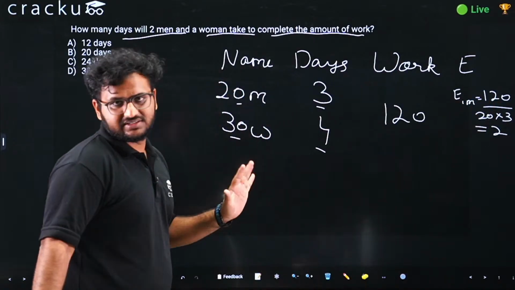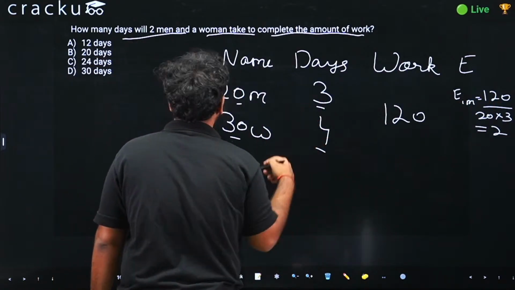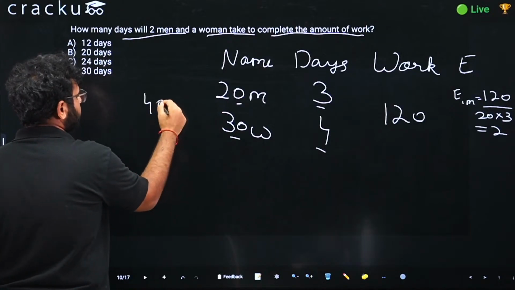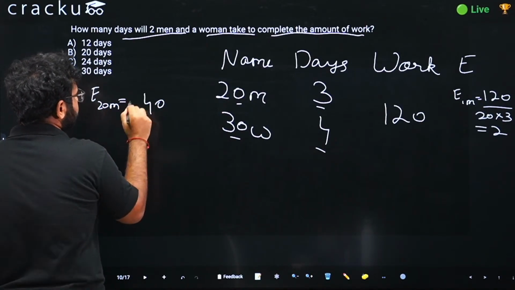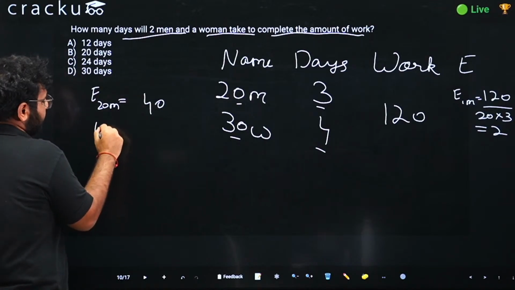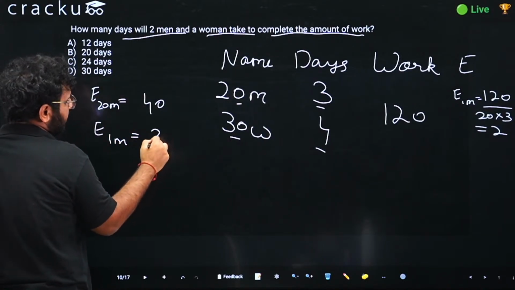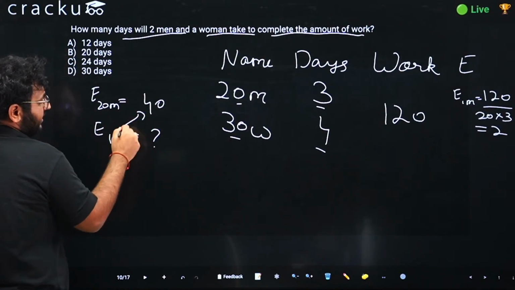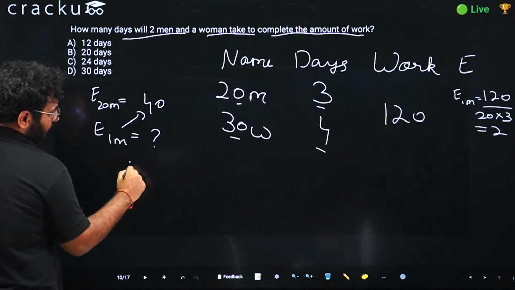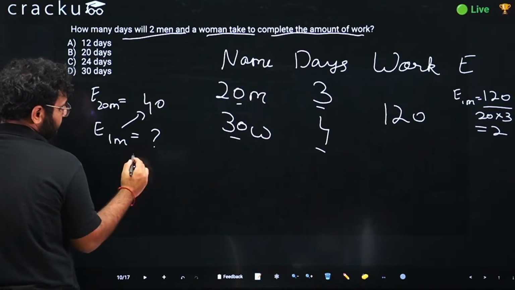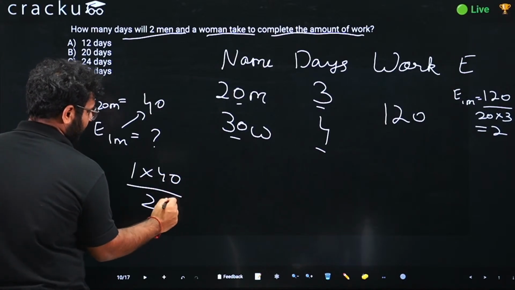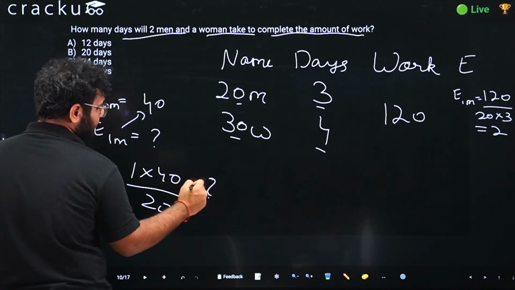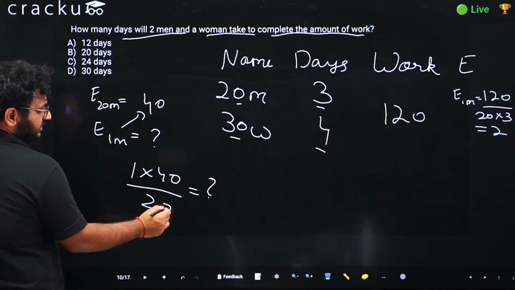120 by 3 is 40, so the efficiency of 20 men is equal to 40. So what is the efficiency of 1 man? Unitary method: efficiency of 1 man is 1 into 40 divided by 20, which is equal to 2.